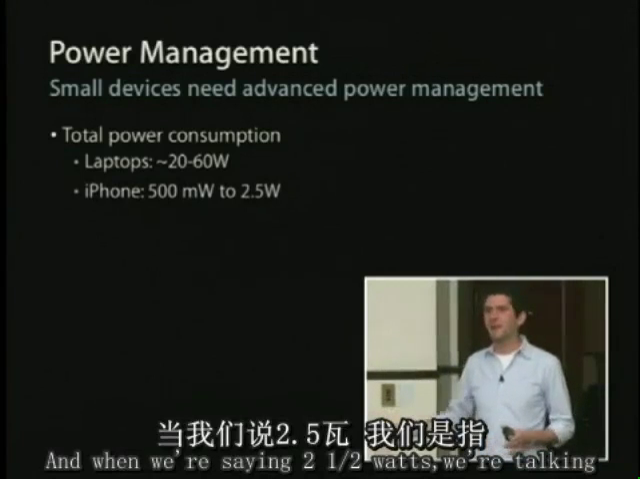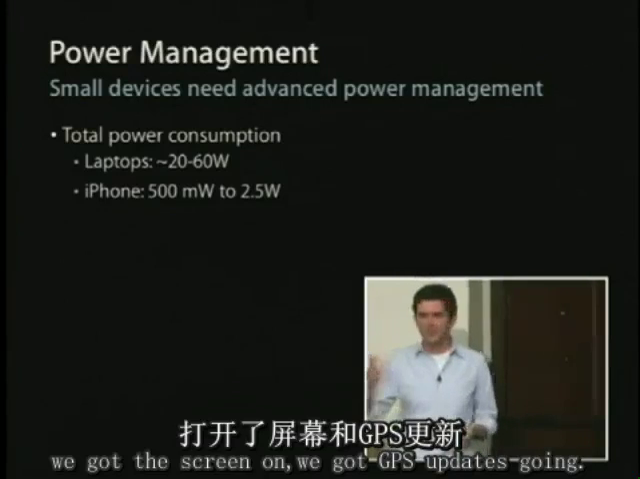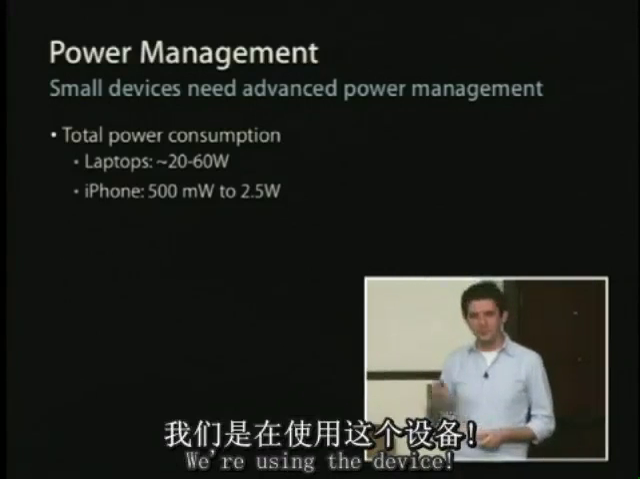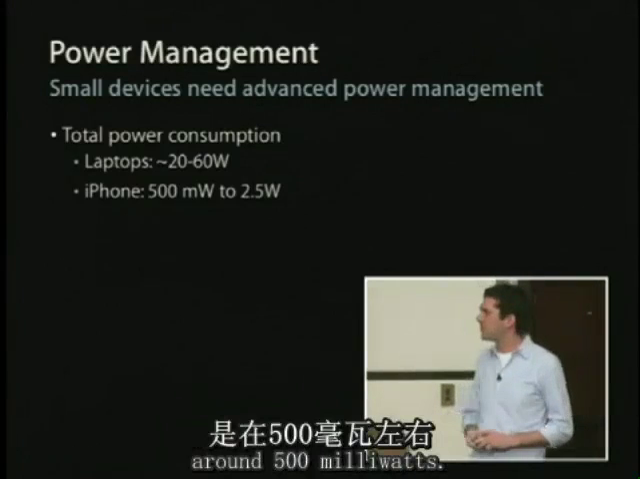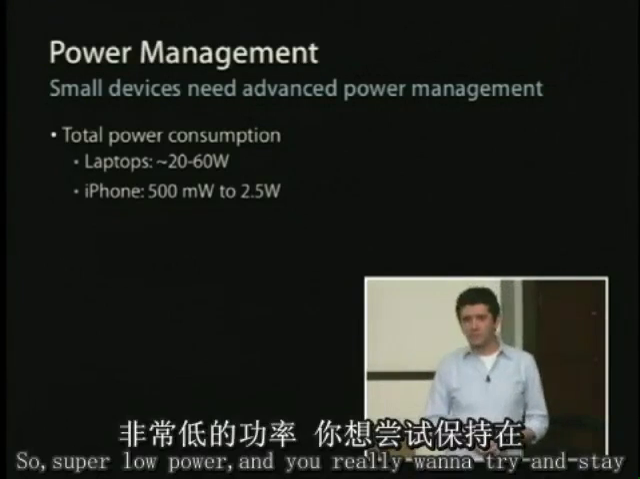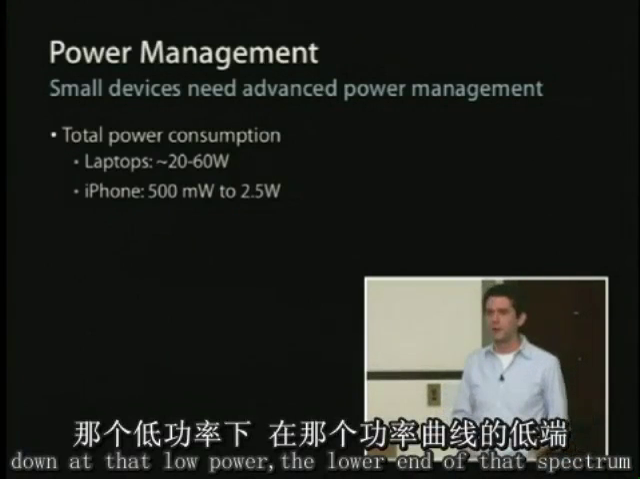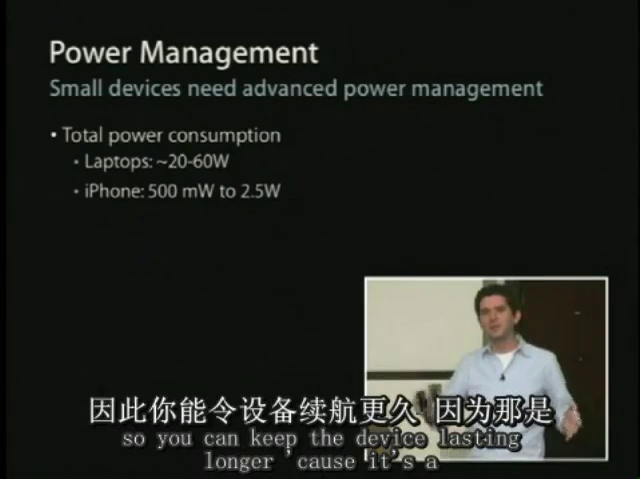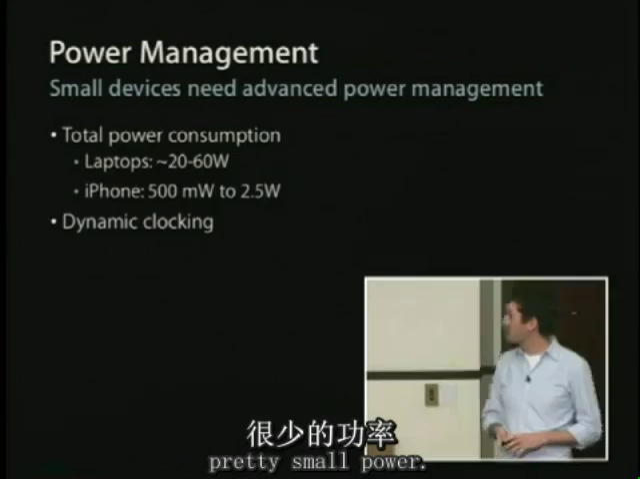And when we're saying 2.5 watts, we're talking about using the accelerometer, having the screen on, and GPS updates going. We're actively using the device. More accurate for general usage is around 500 milliwatts. So, super low power. And you really want to stay at the lower end of that spectrum so that you can keep the device lasting longer, because it's a pretty small power budget.